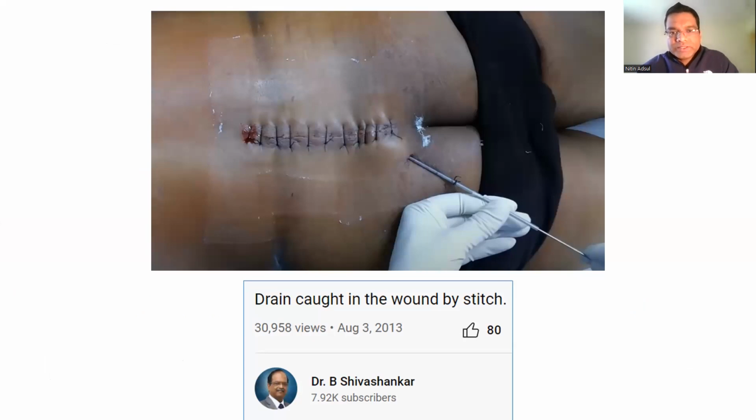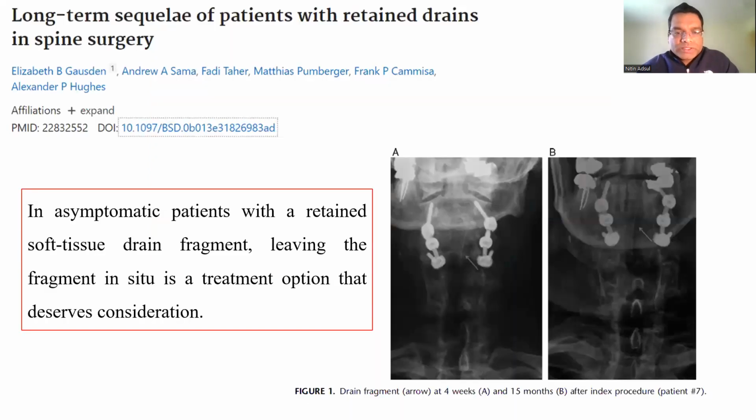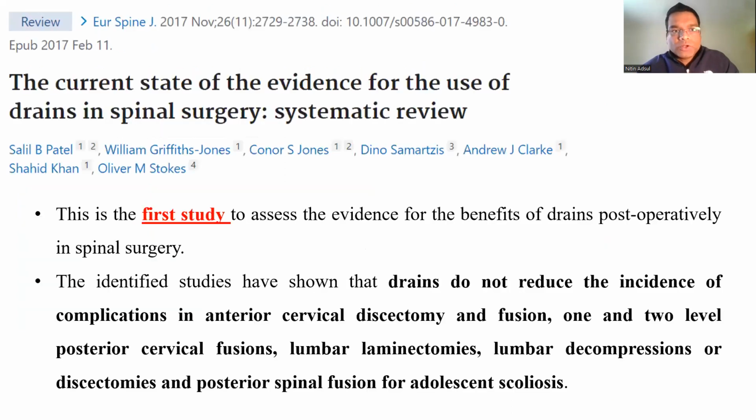What he is showing is that a long K wire is inserted through the drain, and that long K wire cuts the micro stitch in the drain and helps in removal of the drain fragment without exposure of the wound. This is one of the papers showing asymptomatic patients with retained soft tissue drain fragment. Leaving the fragment in situ is a treatment option that deserves consideration, and they have not removed this drain fragment, with almost 15 months follow-up.